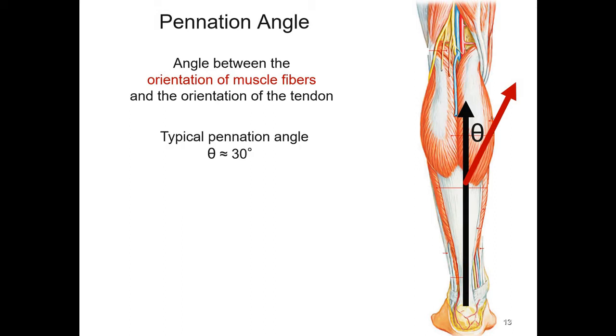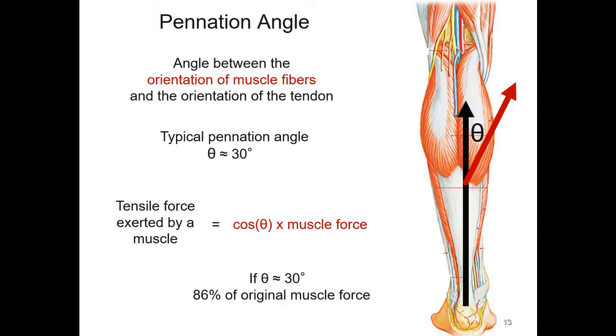A typical pennation angle is 30 degrees. So, what do pennation angles mean for the forces experienced by tendons? The tensile force exerted by a muscle on a tendon is equal to the cosine of the pennation angle multiplied by the force exerted in that direction.